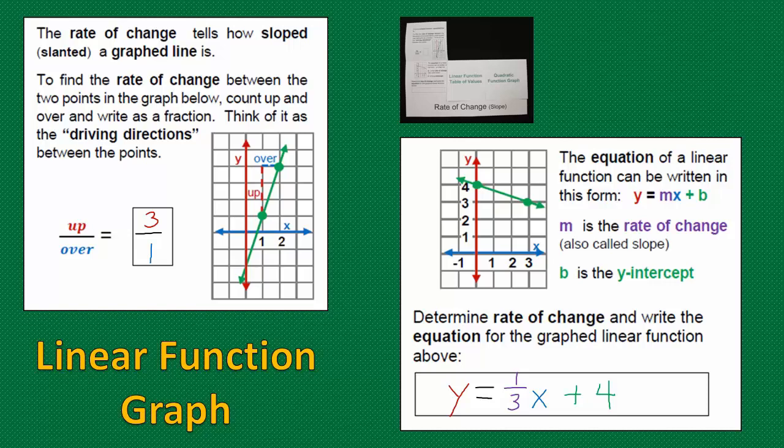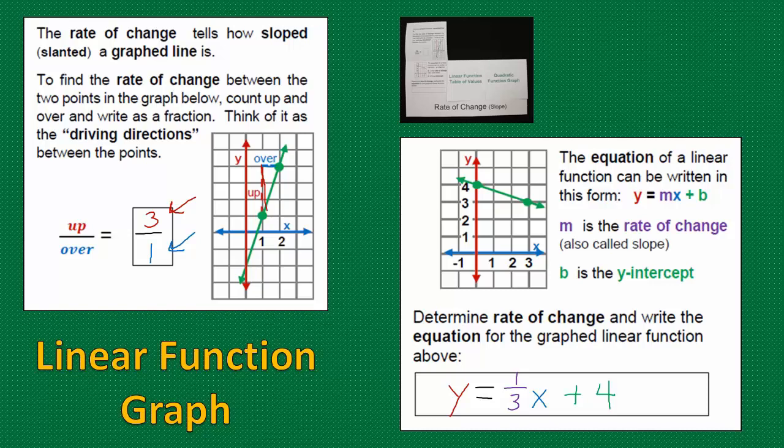We're going to start at this lower point and count up 3 spaces and put that number in the top of the fraction, and then we're going to count over 1 space and put that number in the bottom of the fraction. So our rate of change, or our slope, is 3/1 for this graph.